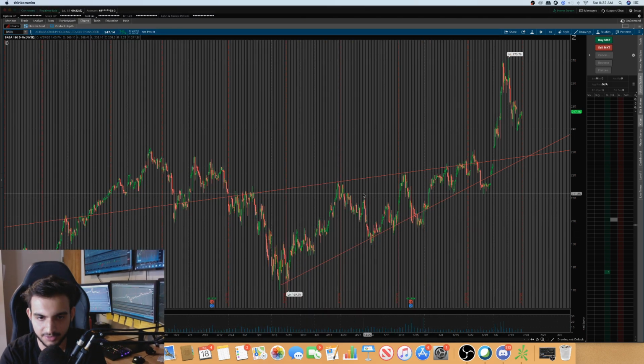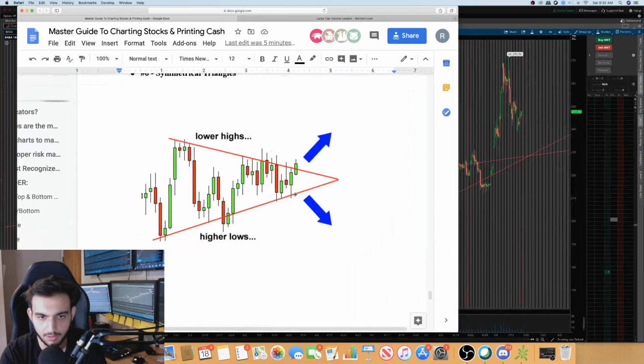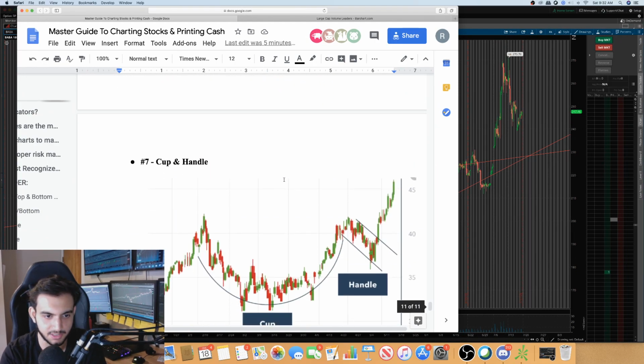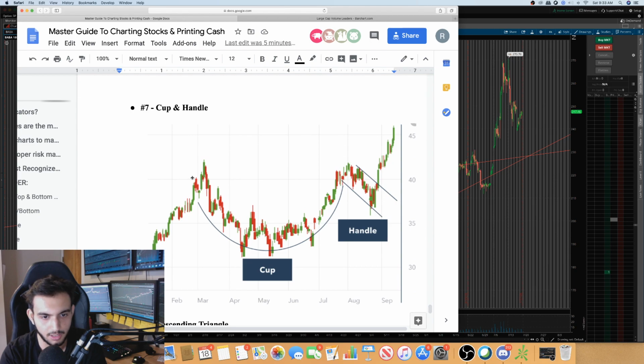For yourself. Up, down, up, down, up, down. And then whatever side, so if it's at the top, break out. If it's at the bottom, break down. Easy peasy. Cup and handle.